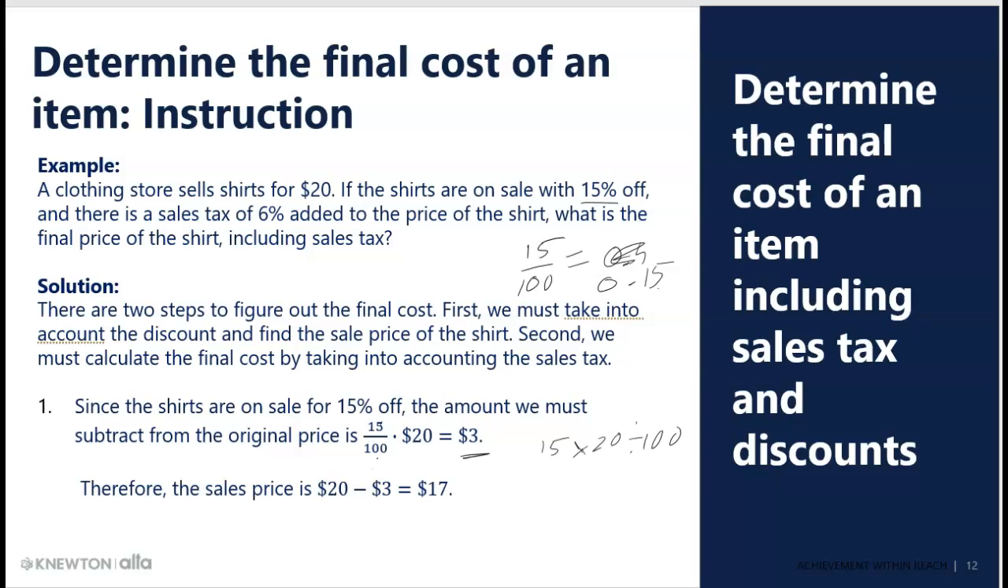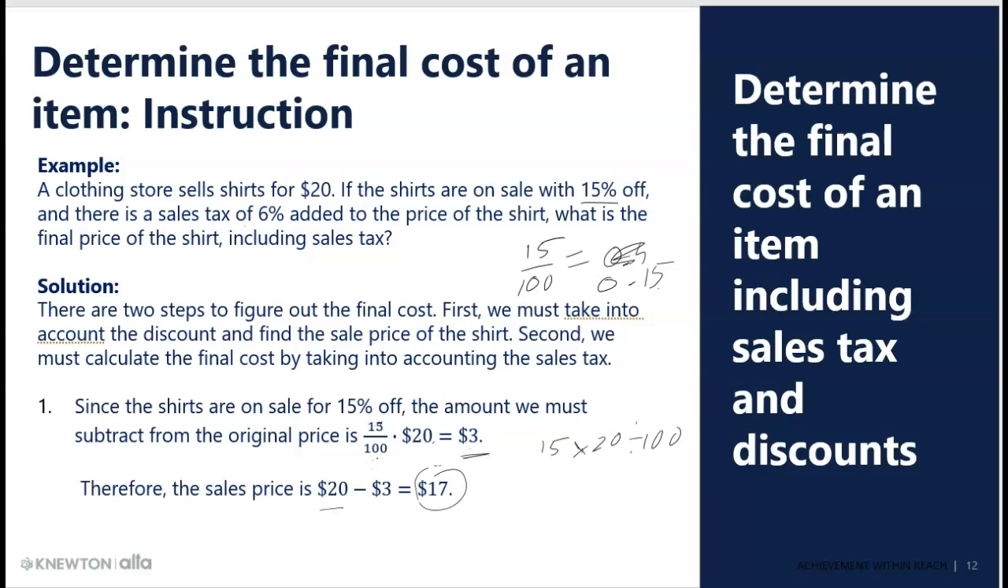And you get $3. So this literally says 15 divided by 100 times 20, but either way it works the same. So the sale price, if I'm taking $3 off and I started with 20, I subtract 3, I get $17 for my price.